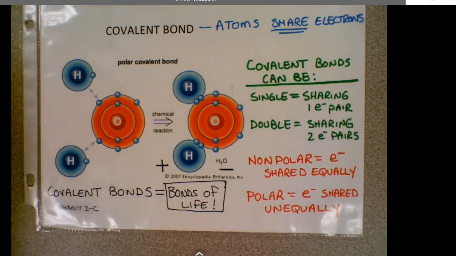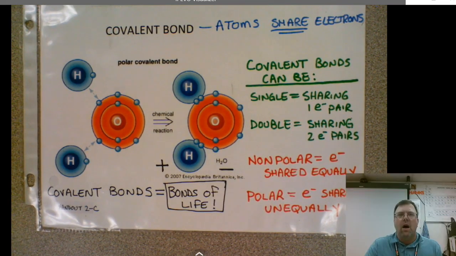Okay, so that's a little crash course in the bonding of atoms. So atoms can bond together. Covalent bonds are going to be our bonds of life. So they're going to be making our biomolecules that actually build our body. We'll get to that later on in the chapter.